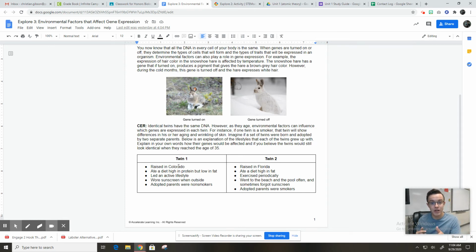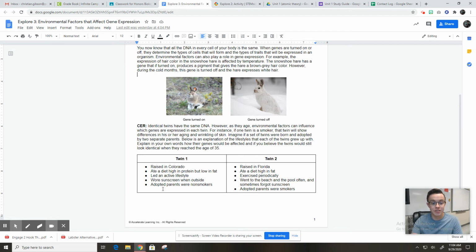However, twin two, even though they have the same set of DNA, here's their environmental factors. They were raised in Florida, so there's going to be a lot of sunshine there. They ate a high fat diet. They only exercised periodically. They weren't really active. They went to the beach and pool all the time in that high intensity sun in Florida, but did not wear sunscreen. And their adopted parents were smokers, so they're getting that secondhand smoke inhalation.